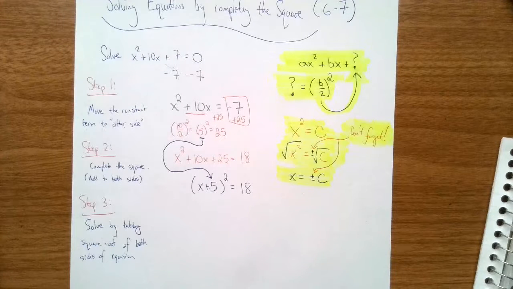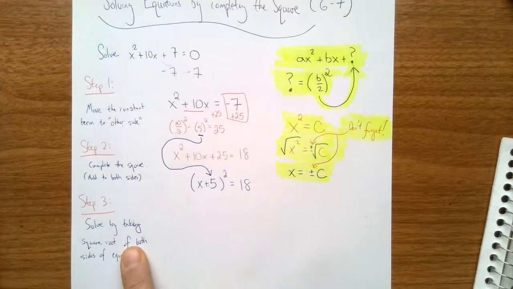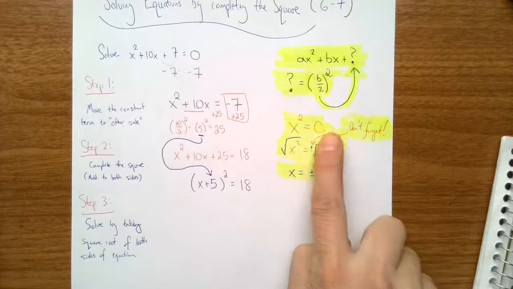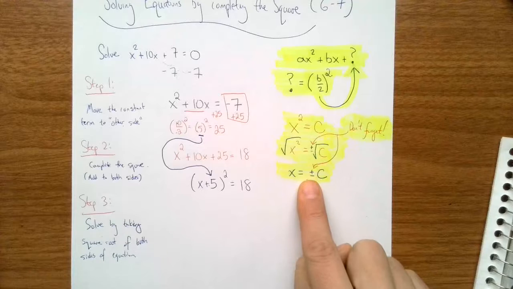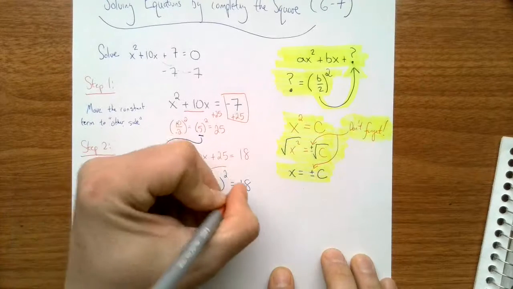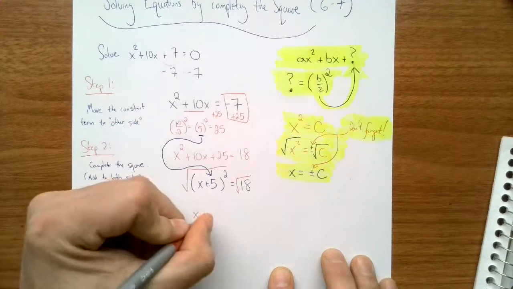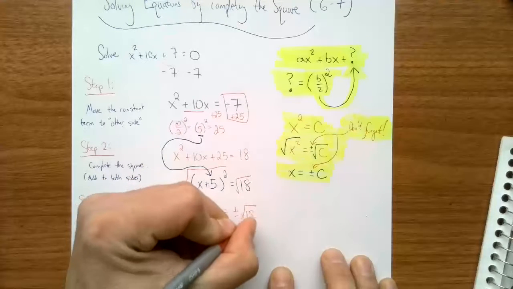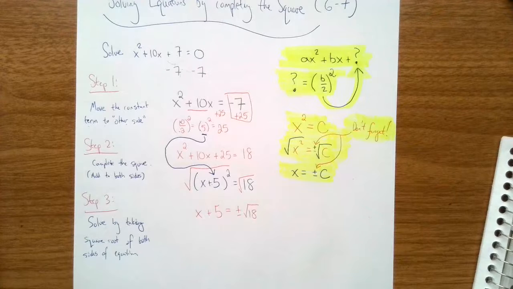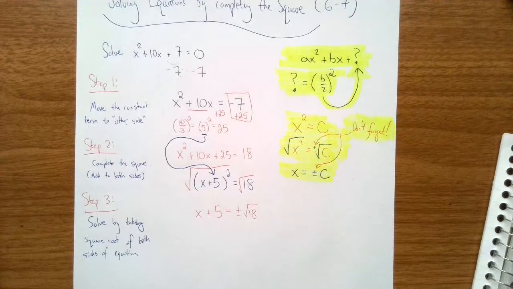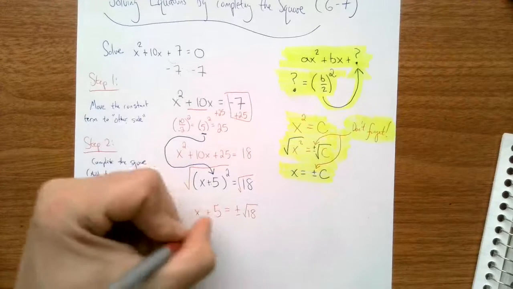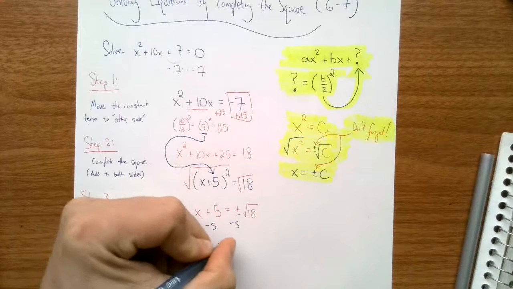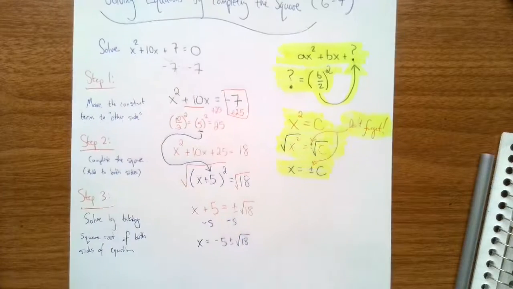Now that we've done that, we move forward to step 3, which is to finish solving this equation by taking the square root of both sides of the equation. Don't forget that when we take the square root of both sides of an equation, we have to include this plus or minus here. That's going to give us x plus 5 equaling positive or negative radical 18. We then subtract 5 from both sides of the equation, which gives us x equals negative 5 plus or minus the square root of 18.